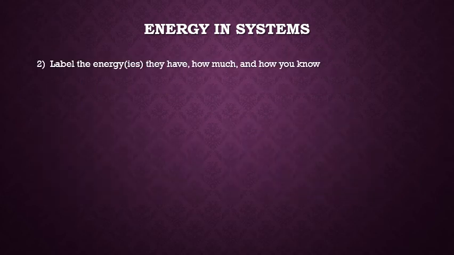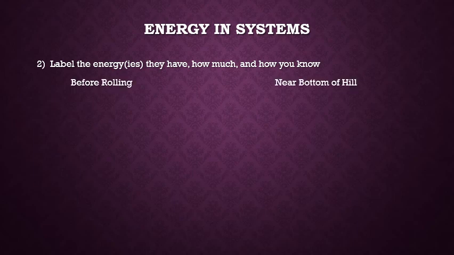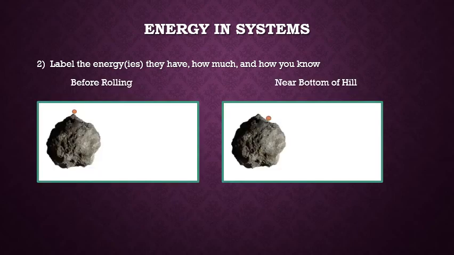So after you've got your systems drawn and you've thought about the instance in time that you want to analyze, the next step is to figure out what kinds of energy the objects in your system have, roughly speaking how much they have, and also think about how you know that they have that kind of energy. So we've got our two systems again, before rolling and near the bottom of the hill. That ball before rolling really only has one kind of energy. It only has gravitational energy. It's got height, but it's not moving. Not much else is going on with that ball. So I would say it has a lot of gravitational energy. It's all the way at the very top of the hill. It's as high as it can possibly be. And that's the only kind of energy that it's got.